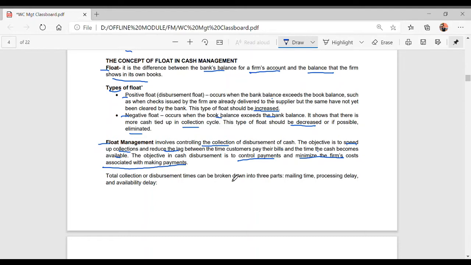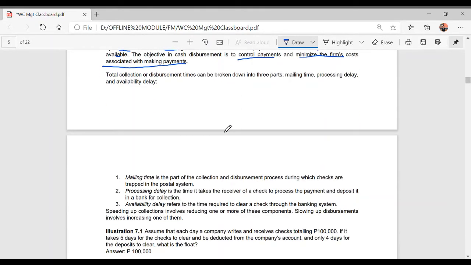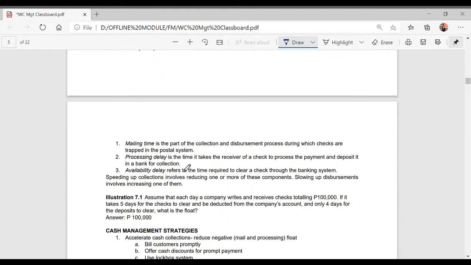That's why in our previous lesson, di ba, I have mentioned to you that we need to stretch our payables because our money nga atong makolek sa atong operation, pwede pa man nato na siya mabalik para pa maka-earn pa ta. And unlike if we are going to pay immediately pero wala na discount, so ang atong kwarta dili na siya mutubo pa. So the total collection and disbursement times can be broken down into three parts. We have the mailing time, processing delay, and the availability delay.